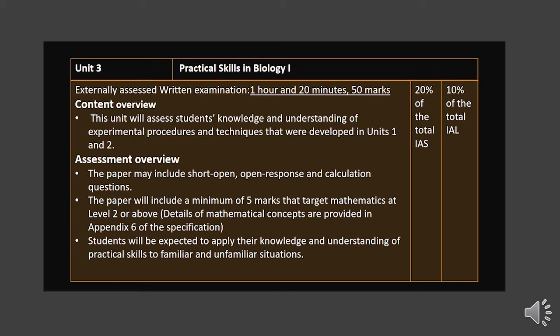Again I will mention, if you want to know the details, kindly refer to Appendix 6 that is there in the specification. Here you will be expected to apply your knowledge and understanding of practical skills to both familiar and unfamiliar situations. This paper also contributes to 20% of the total IAS level and 10% of the total IAL level.